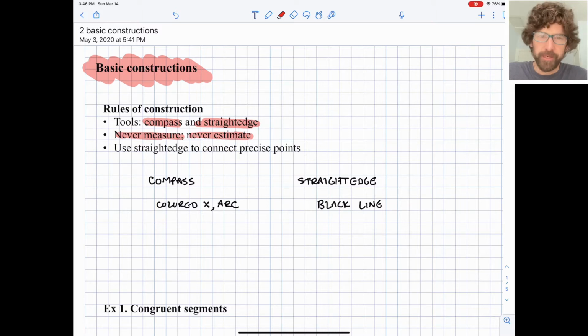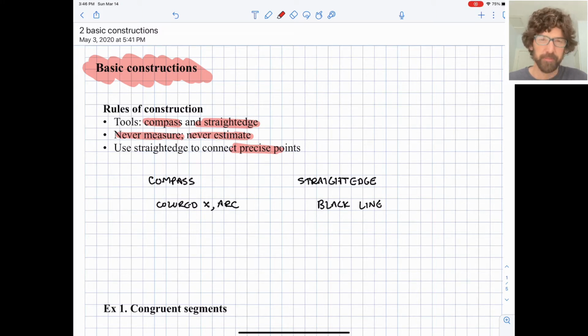So we're never measuring, we're never estimating. We're using a straight edge to connect precise points. We're never trying to guess where the straight edge goes. We're just trying to be very precise, connecting particular points with a straight edge. Notice that I'm talking about a straight edge and not a ruler. We can use a ruler, but we're not going to use the tick marks, the centimeters or the inches on its edge, to measure anything ever.